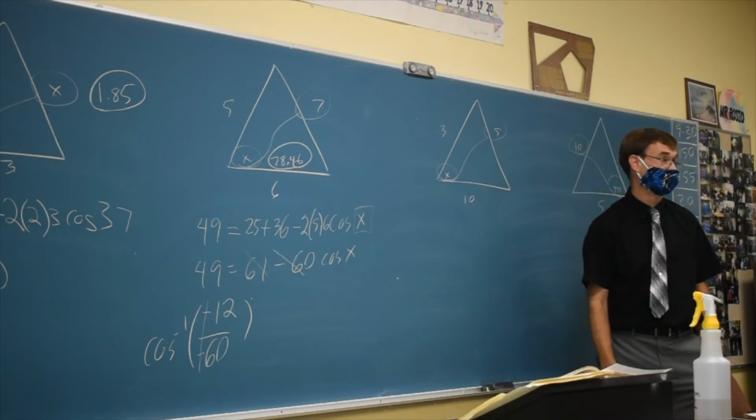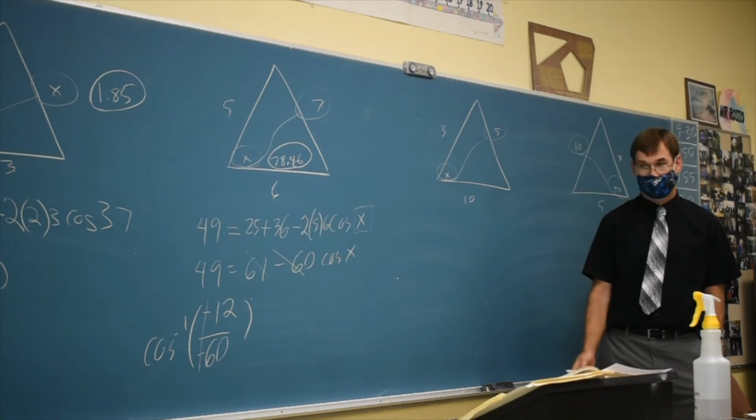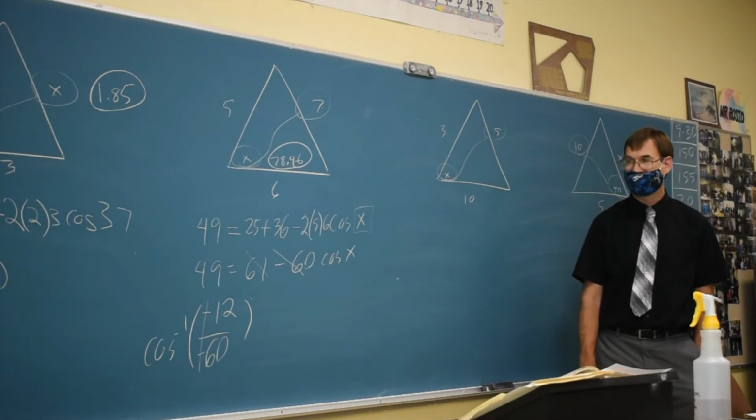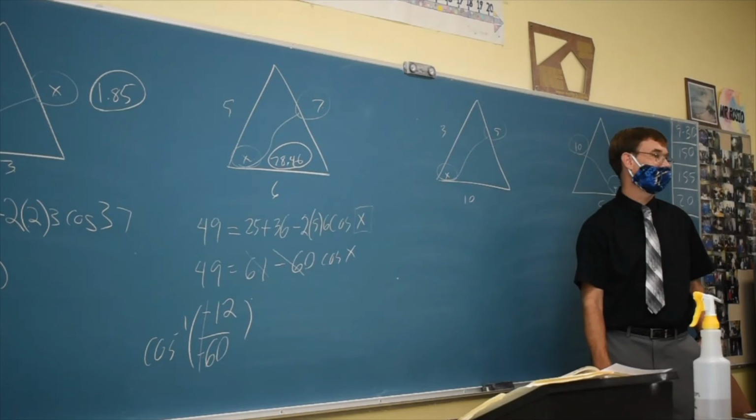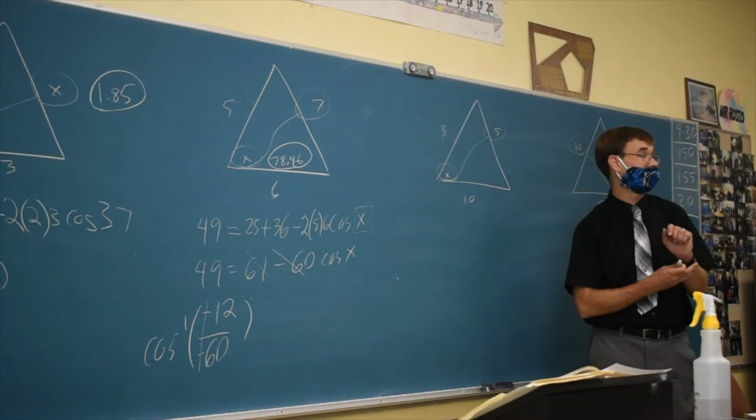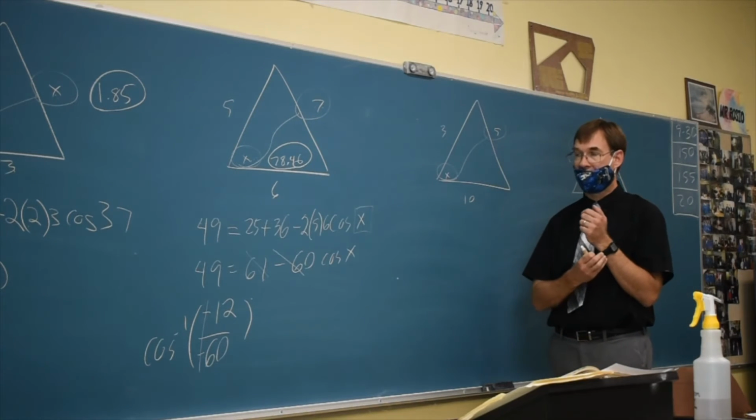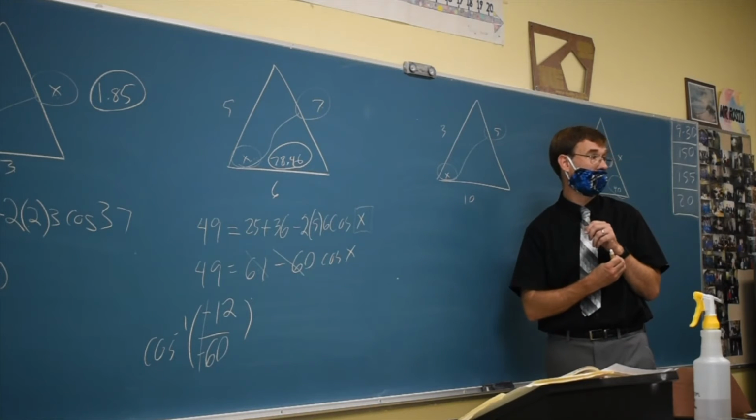Question about that? If you were to simplify the 12 over 60, that's fine. But since you're going to end up having to go to the calculator anyway, not a great advantage in that, but it doesn't hurt. If you quick eyeball that and you're like, that's a fifth, no harm.